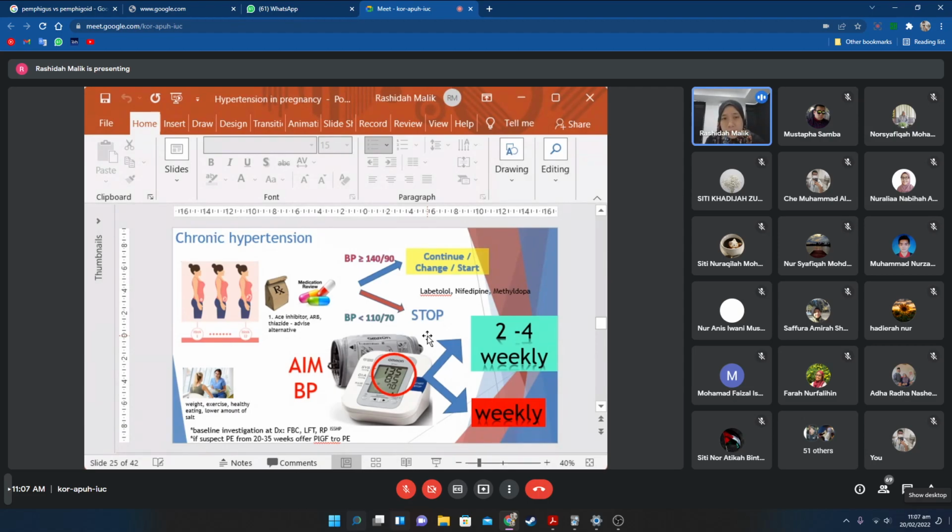and change the medication into a safer drug in pregnancy. You have to optimize the patient. You have to screen for any target organ damage. But most of the women we see nowadays are already pregnant. The pre-pregnancy counseling is not as good as we hope for.